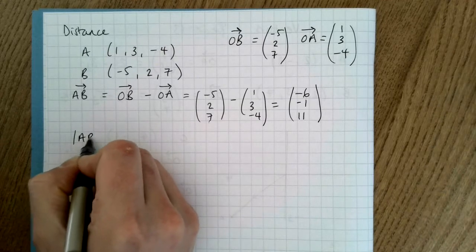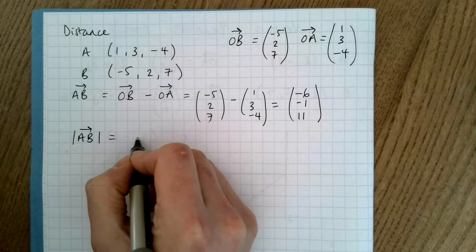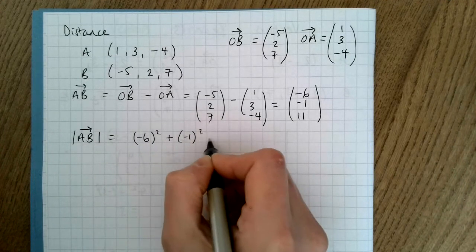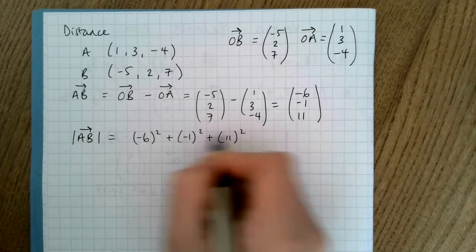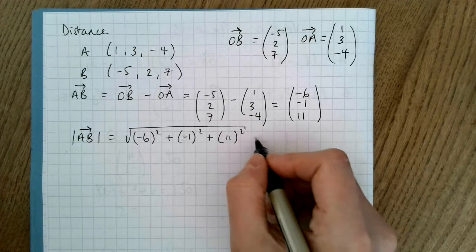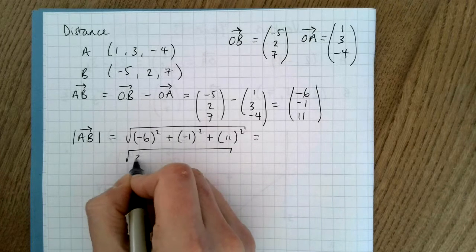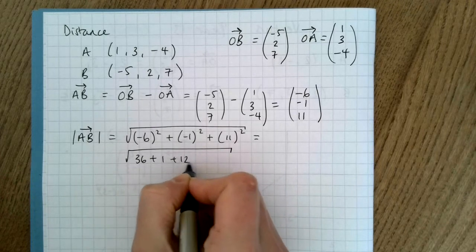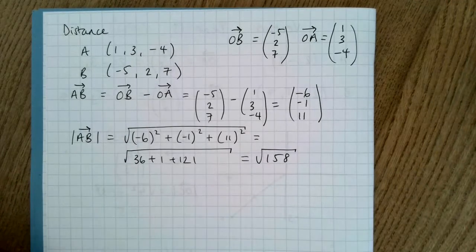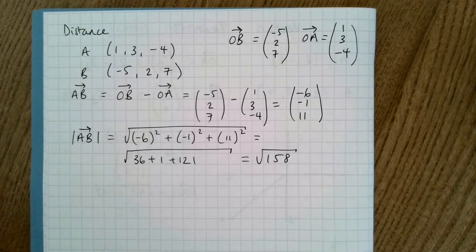So the magnitude of AB would be minus 6 squared plus minus 1 squared plus 11 squared, square rooted, which is square root of 158. So the distance between those 2 points is the square root of 158.